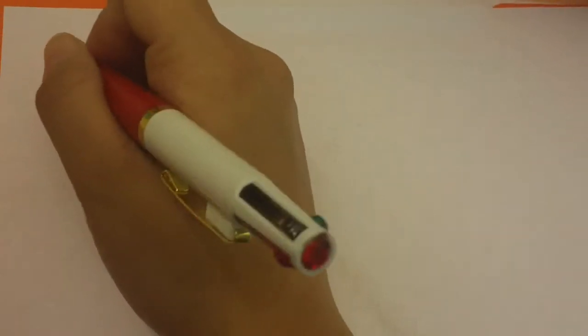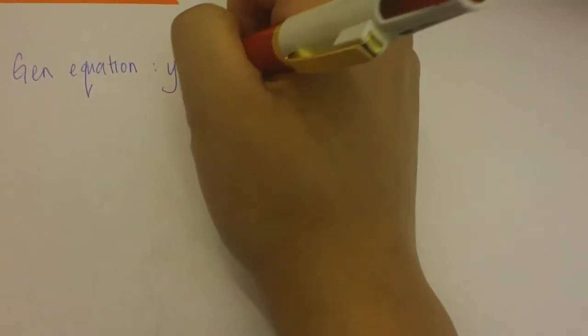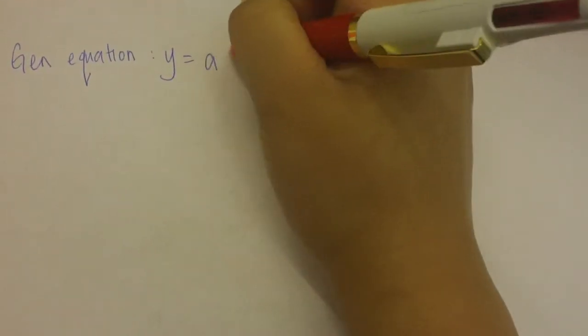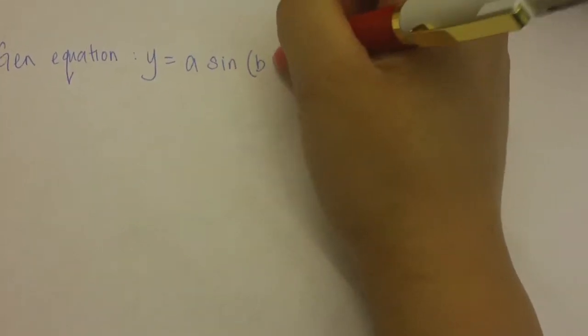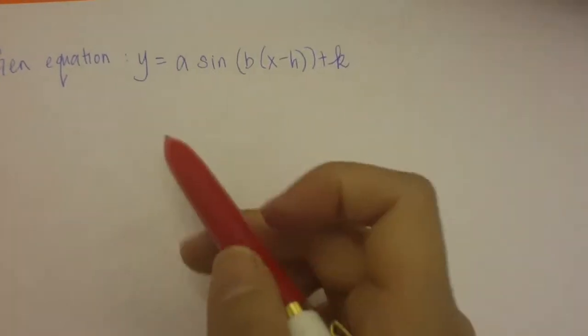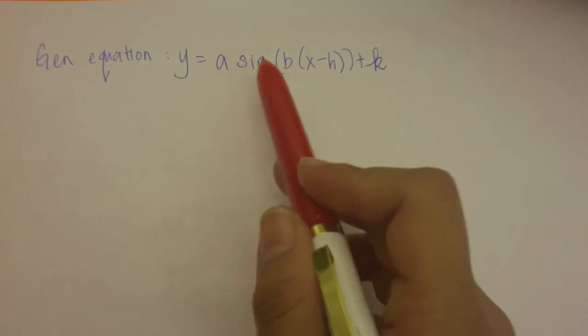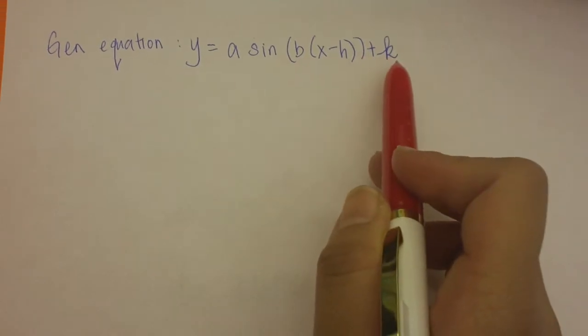Okay, so today we learned about graphing sine and cosine functions with a period change. So remember, the general equation of a sine function is y equals a, that's the amplitude, times sine of b x minus h plus k. So A is amplitude, B is your angular frequency, H is your horizontal shift, and K is your vertical shift.